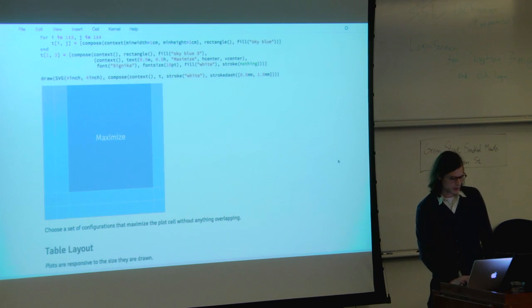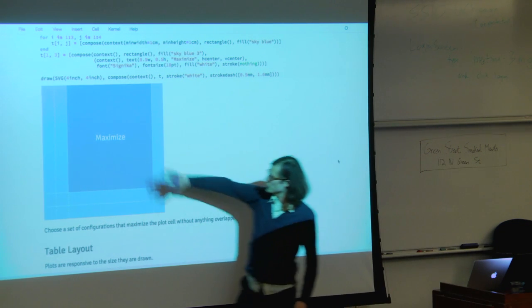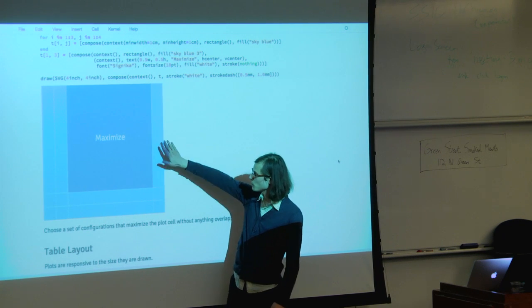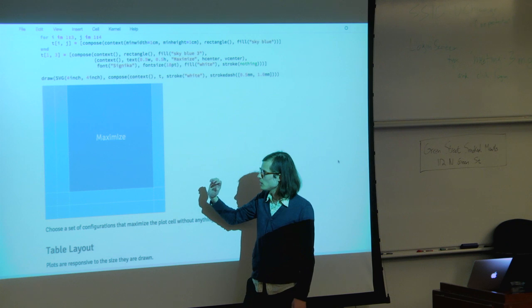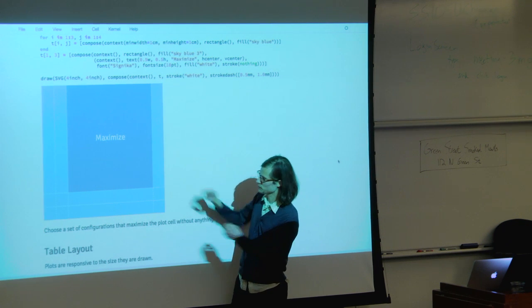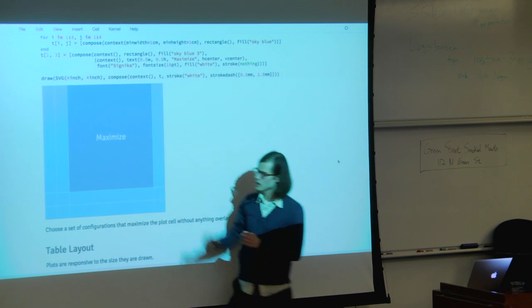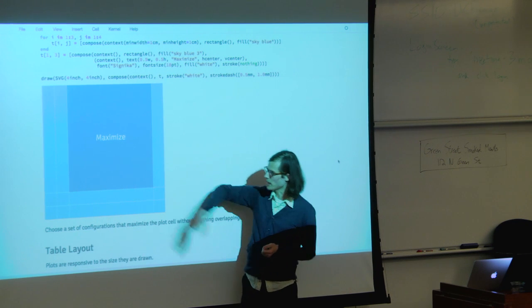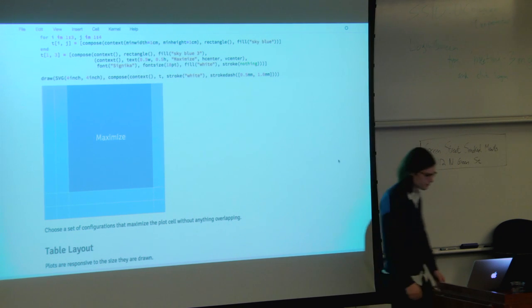What I'm trying to do is, if this is the plot here, and these are labels and color keys and stuff, there's going to be multiple ways of laying out the color key. What I want to do is find a set of layouts for each of these cells where nothing's overlapping, so it's a feasible solution, and I'm maximizing the size of the plot.